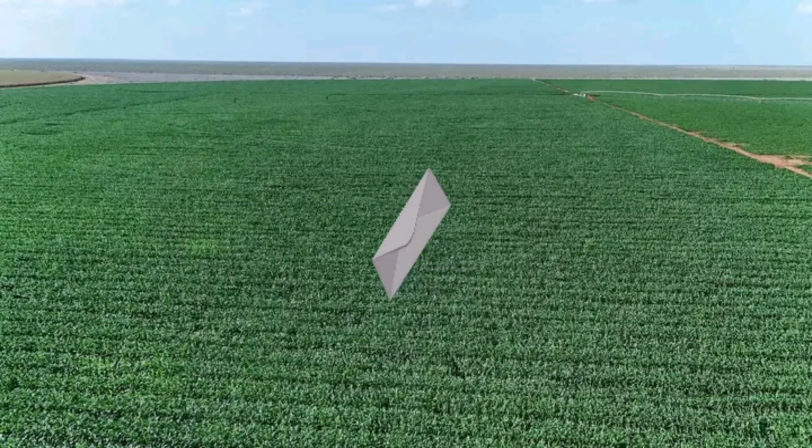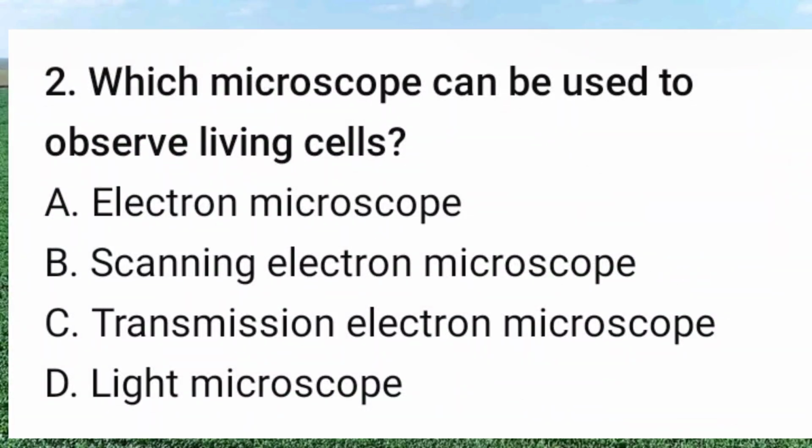Which microscope can be used to observe living cells? Electron microscope, scanning electron microscope, transmission electron microscope, light microscope. The answer is D, light microscope.